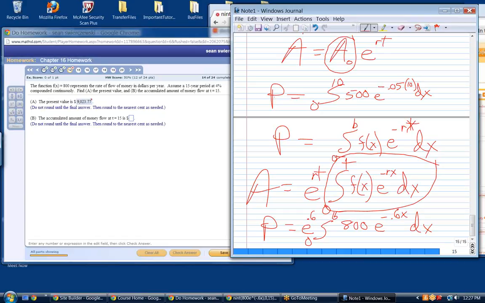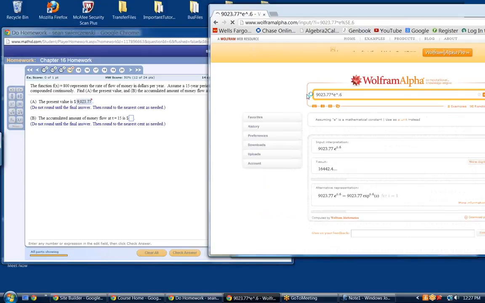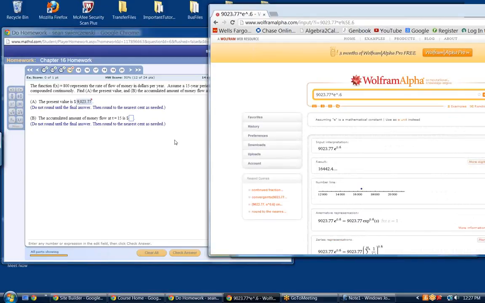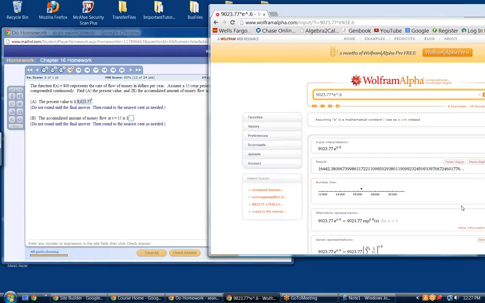So we want to take the present value and multiply it by e to the RT, which is e to the 0.6. So I'm pretty sure we can get this answer by just taking 9023.77, multiplying it by e raised to the 0.6 power. Round to the nearest cent. Oh boy, well, we have 2 choices. They didn't round it to the nearest cent. More digits. There we go. So it's 16442.38. Okay.